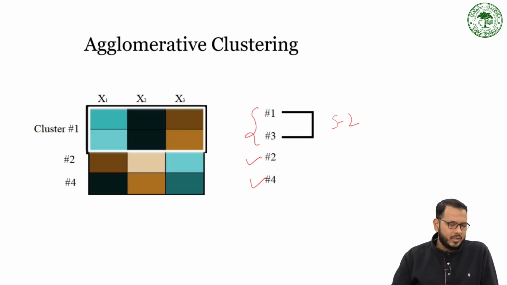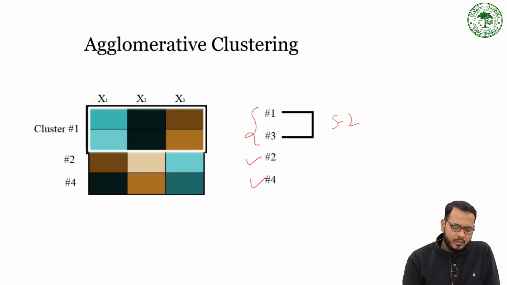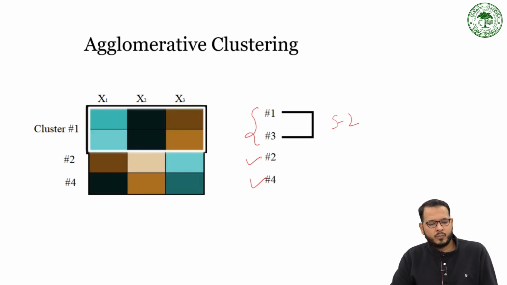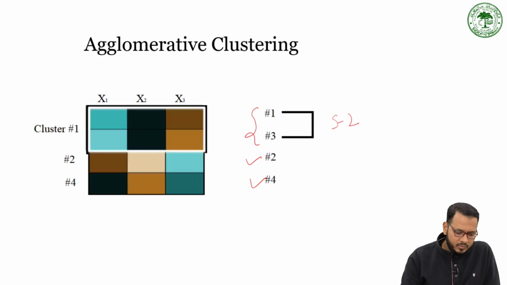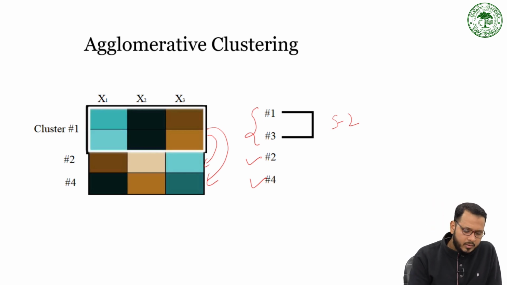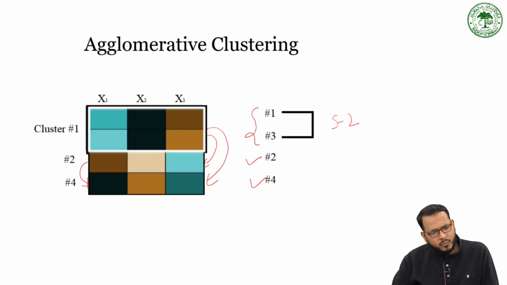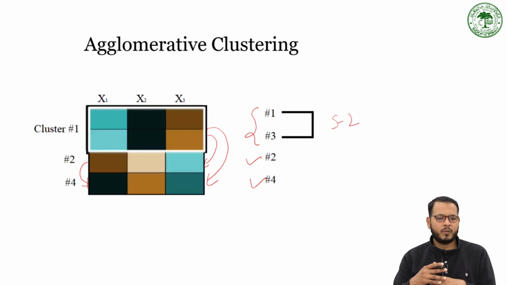Now as the next step, we have to check which pair is closest to one another. So we have to check whether 1 is closer to 2, 1 is closer to 4, or 2 is closer to 4. Whichever pair, 1 2, 1 4 or 2 4, turns out to be closer, we will combine them and form another cluster.